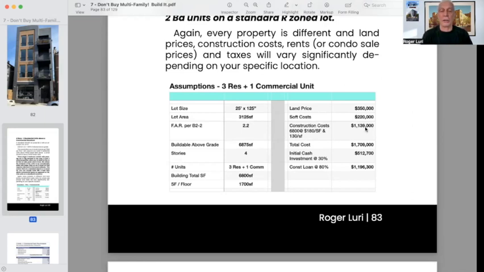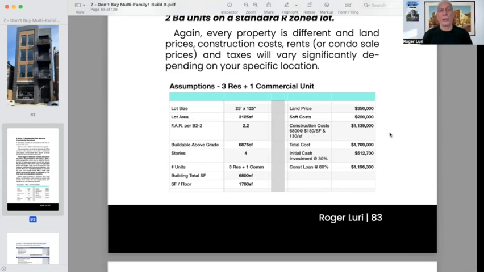So our construction costs are $1,139,000, and that's based on 6,800 square feet at $180 per square foot. And so for the ground floor, I put that in at only $130 a square foot because that's unfinished space. You only put in like 1 little bathroom for the commercial space, and otherwise the whole ground floor is parking, storage, and the commercial space. So that's going to be cheaper to build than the units upstairs, obviously. So those are the numbers that I use.